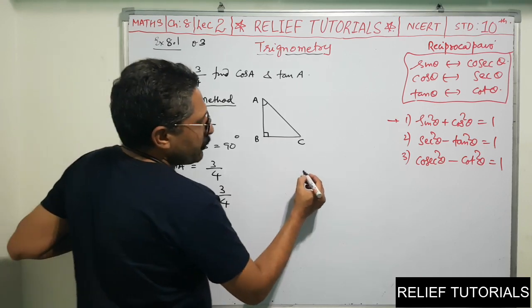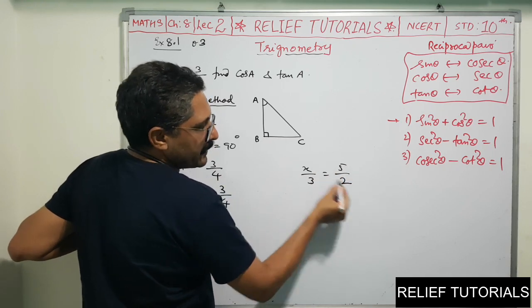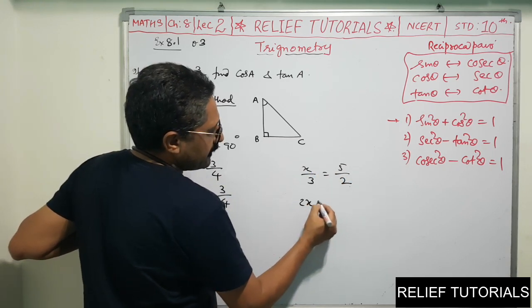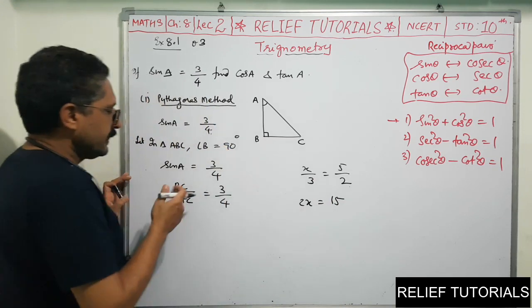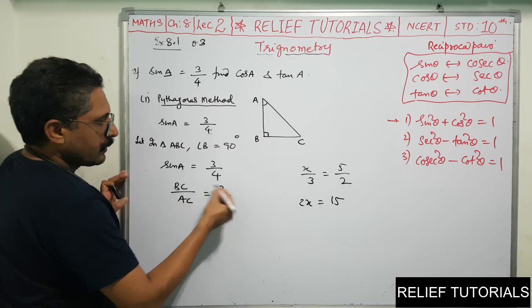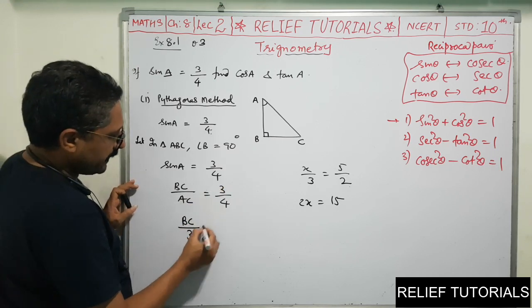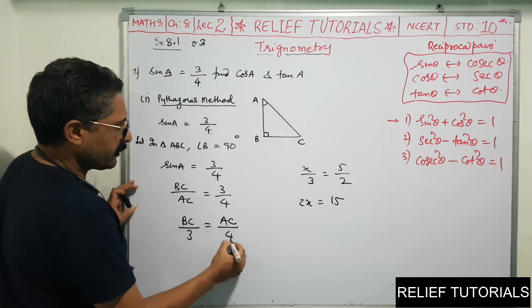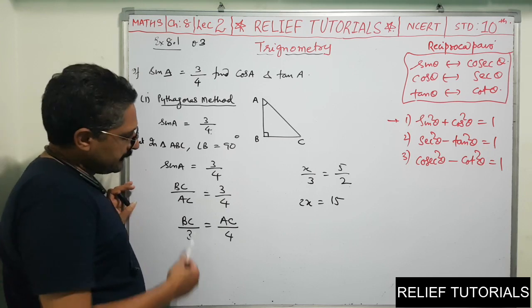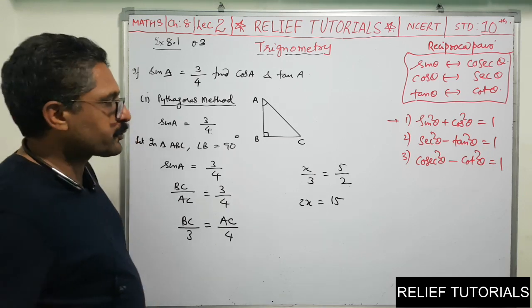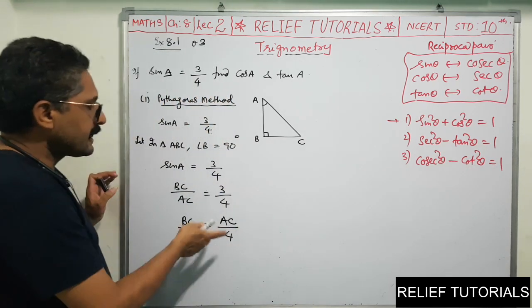Now we have seen, if you know that x upon 3 is equal to 5 by 2, you used to do cross multiplication, so you can say 2x is equal to 15. Here you can see cross multiplication, I can say BC upon 3 is equal to AC upon 4. See, this is one property of ratio and proportion. It is called alternendo.